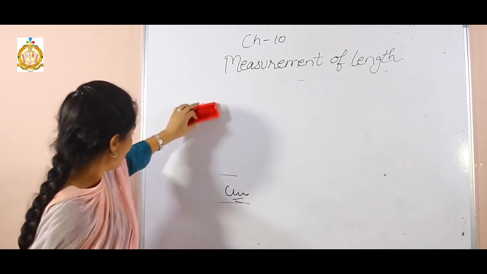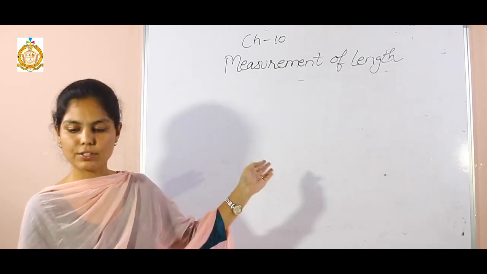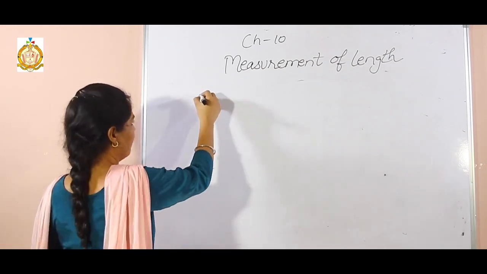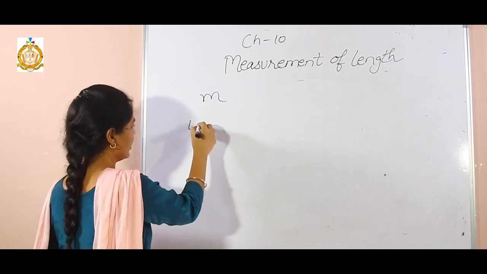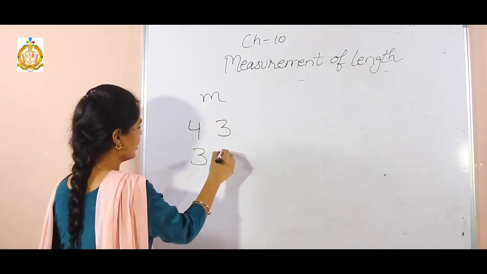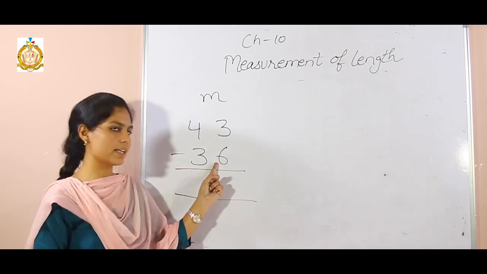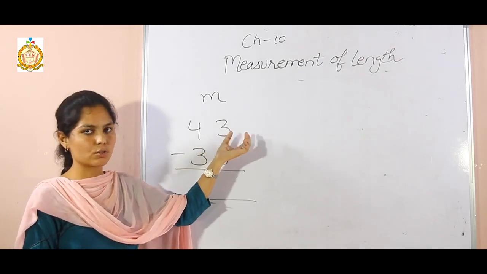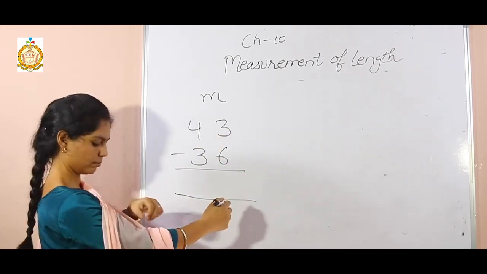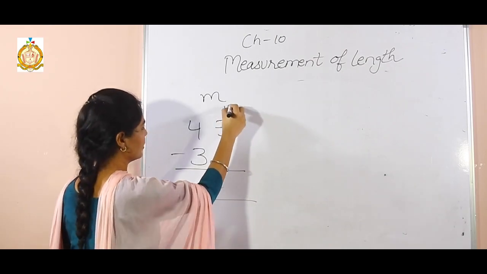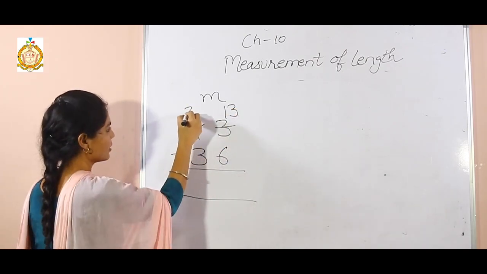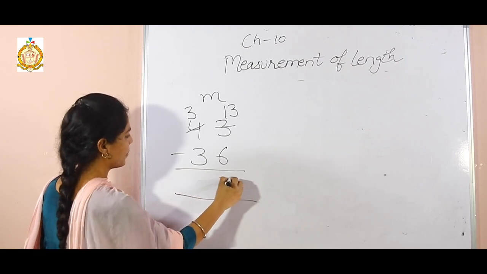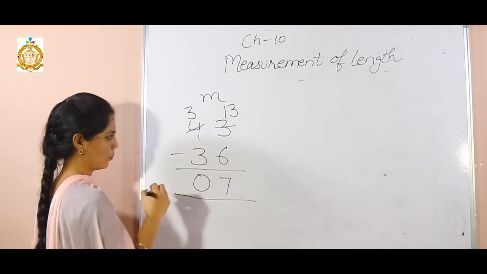In this there are sums of subtraction and addition. Today first we discuss addition, now we discuss subtraction. Meter. 43 and 36. Now let's see, 6 is greater than 3. We cannot subtract the 6 number from 3. So first we take a borrow. It becomes 13 and it becomes 3. 13 minus 6, 7 and 3 minus 3, 0.